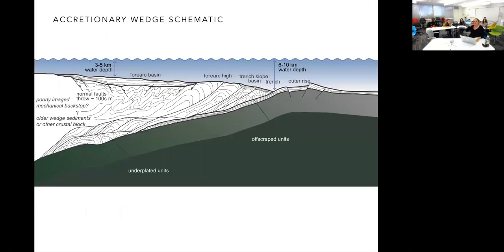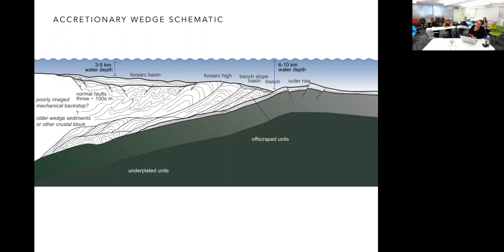Okay, so this is what I spent most of the weekend drawing. This is my compendium of what an accretionary wedge looks like. I hope you'll enjoy this drawing. It's just a cartoon that's compiled from the other cartoons. But since we're in a class called Anatomy of Fault Zones, I thought I'd show you the anatomy of the accretionary wedge.